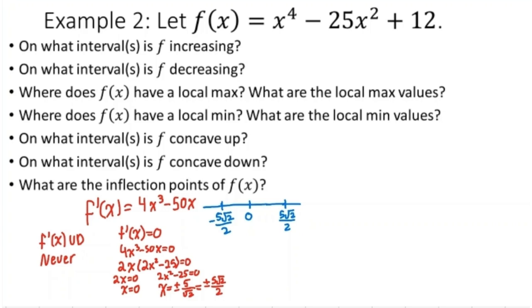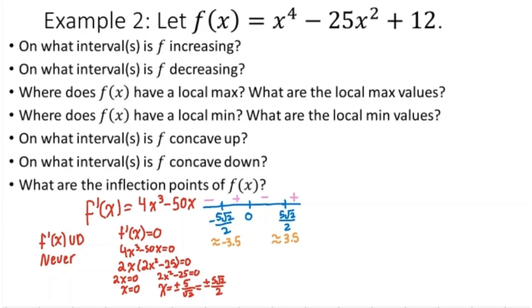Now we'll construct our number line with our partition numbers. To help us determine what sample numbers to use, it does help to approximate the 5 root 2 over 2. 5 root 2 over 2 is approximately 3.5, while negative 5 root 2 over 2 is approximately negative 3.5. As we take our sample numbers one at a time, plugging them into f prime, we get that the signs from left to right are negative, positive, negative, positive.